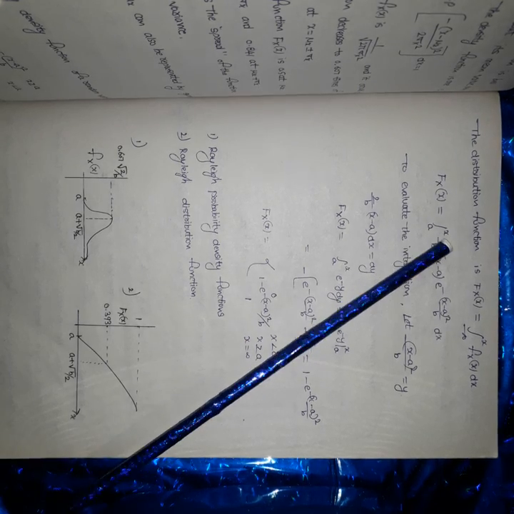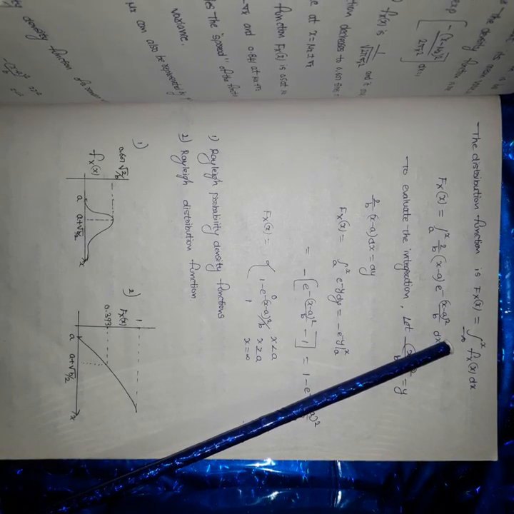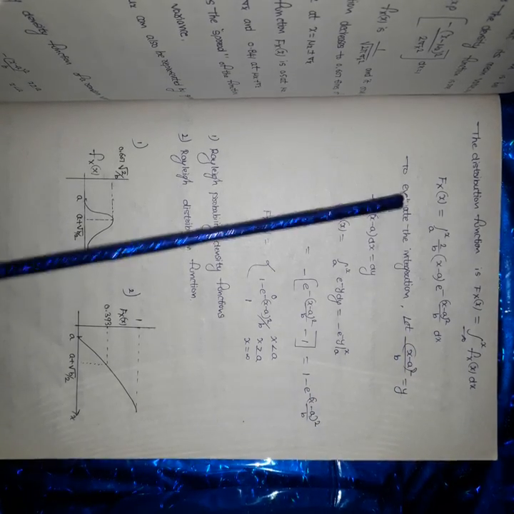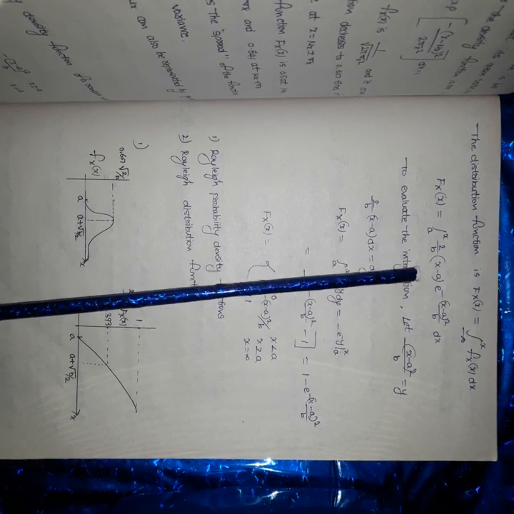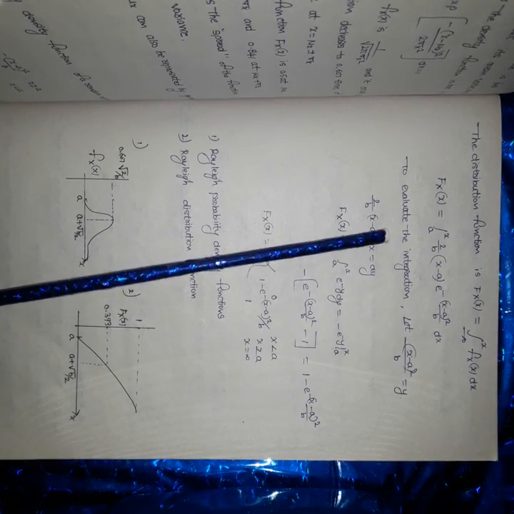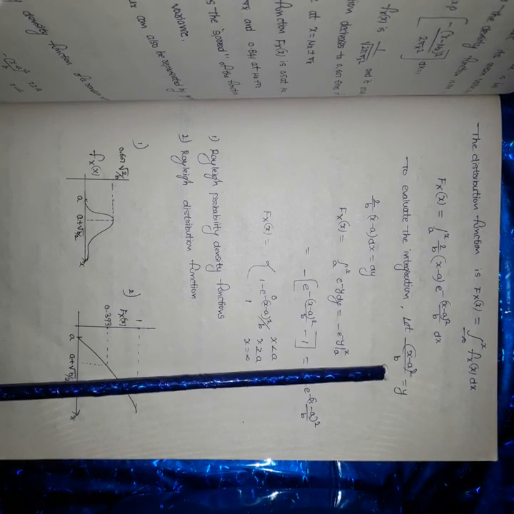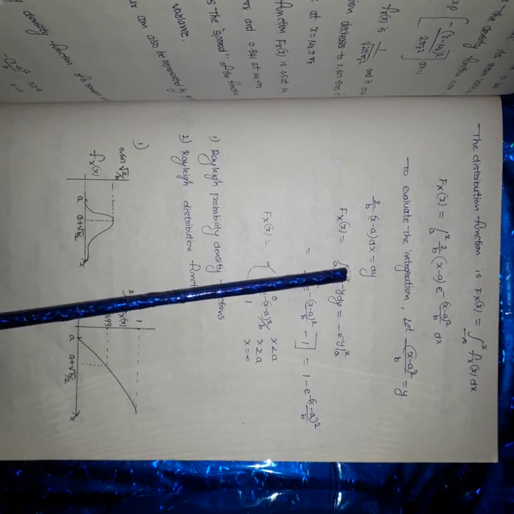Now the distribution function is F_X(x) = integral from minus infinity to x of f_X(x) dx. Here f_X(x) is equal to (2/b)(x − a) e^(−(x − a)²/b) dx. To evaluate the integration, let (x − a)²/b = y. Here (2/b)(x − a) dx is equal to dy.